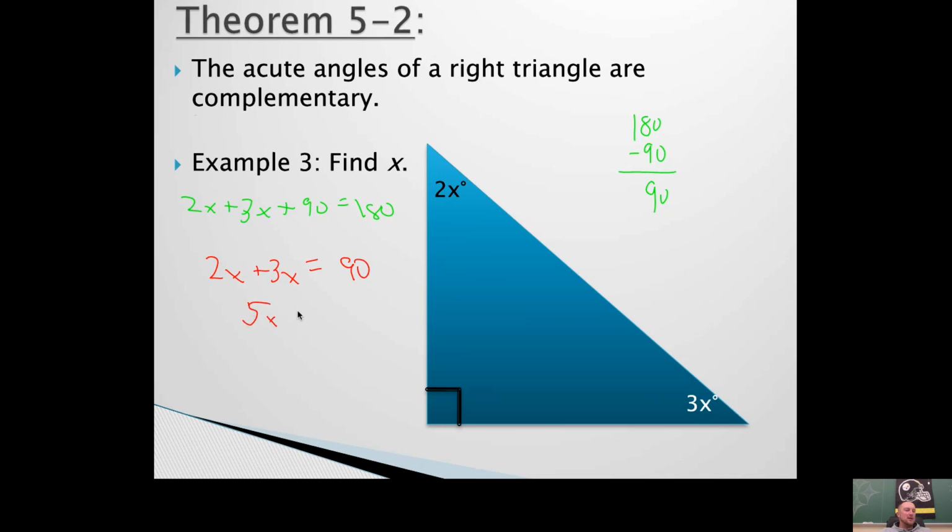That way you know that 5x equals 90. And then you divide by 5. So x would be 18. Now, that's not the measures of the angles, obviously. These angles are different. 2 times x, so this is 2 times 18. That gives you 36 degrees. And this is 3 times 18, which would be 54 degrees. And you know that you're right because 36 and 54 add up to the 90 degrees that you needed.